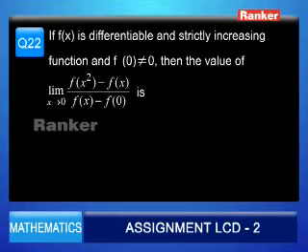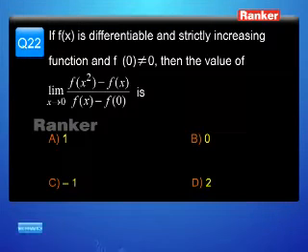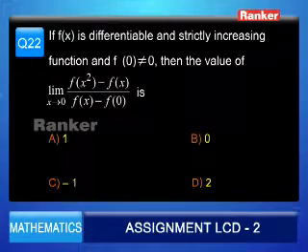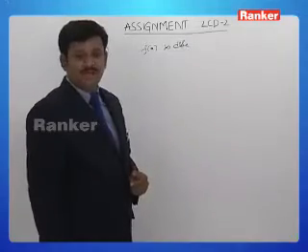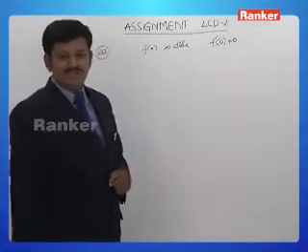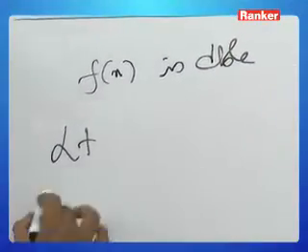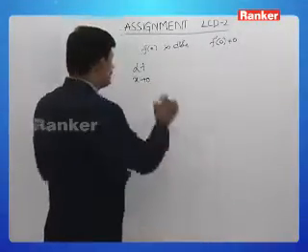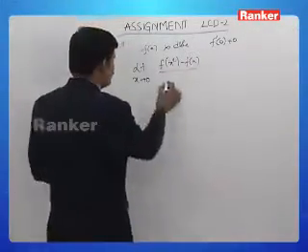Next question. If f of x is a differentiable and strictly increasing function and f dash 0 is not equal to 0, then find the value of limit as x tends to 0 of (f of x square minus f of x) divided by (f of x minus f of 0). It is given that f of x is differentiable, f dash 0 is not equal to 0, f of x is a strictly increasing function, and we are asked to find the value of this limit.